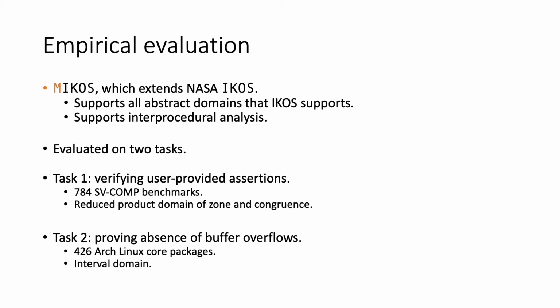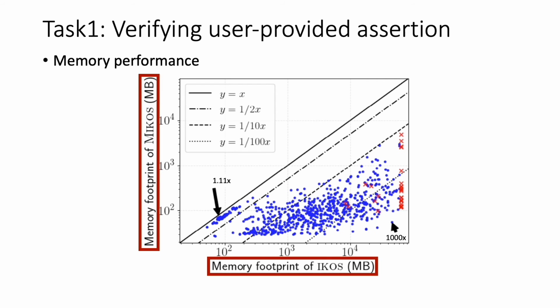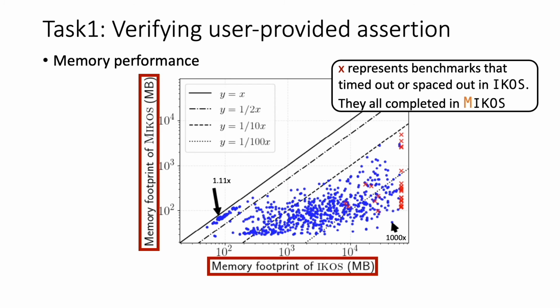An interval domain was used in this task because the benchmarks could not finish within the time limit with the previous domain. The scatter plot shows the results for memory performance for task 1. The y-axis shows the memory footprint of MyCos, and the x-axis shows the memory footprint of ICOS. The red crosses are the benchmarks that timed out or spaced out in ICOS. They all completed in MyCos.